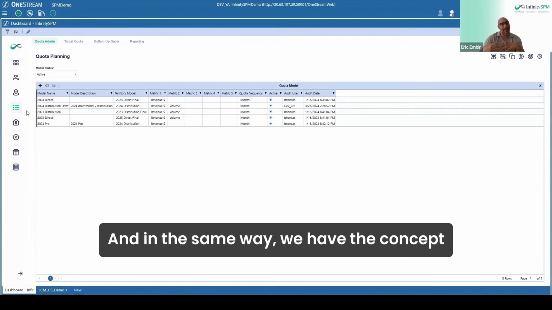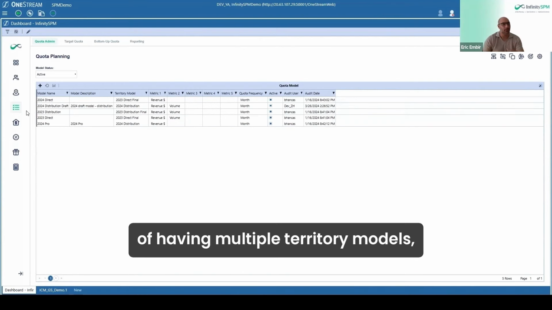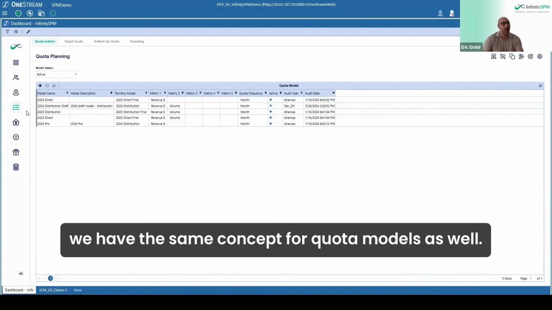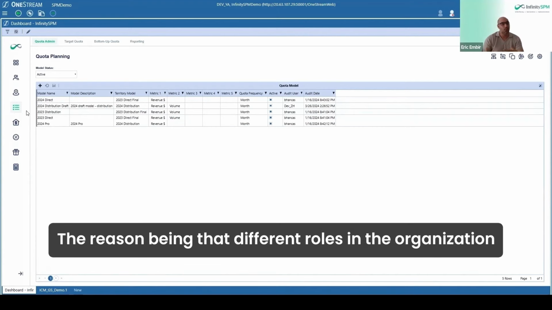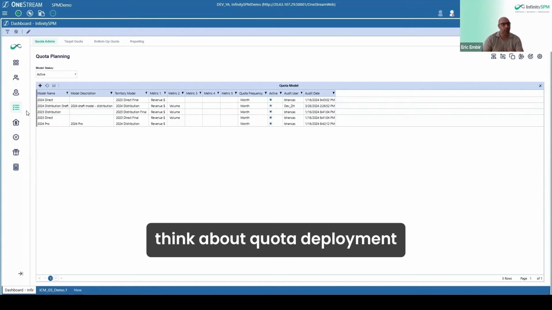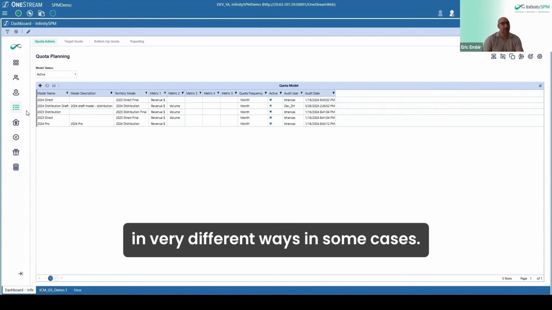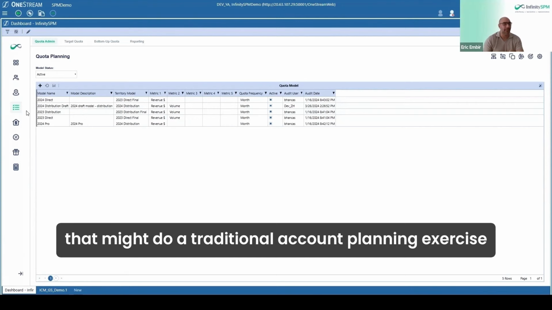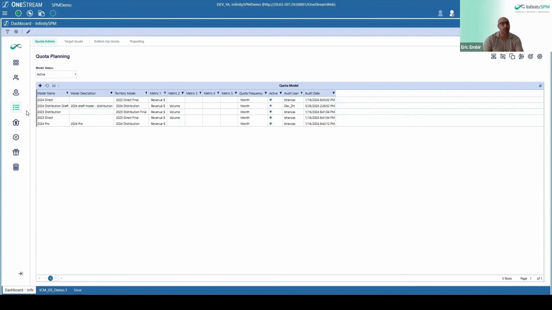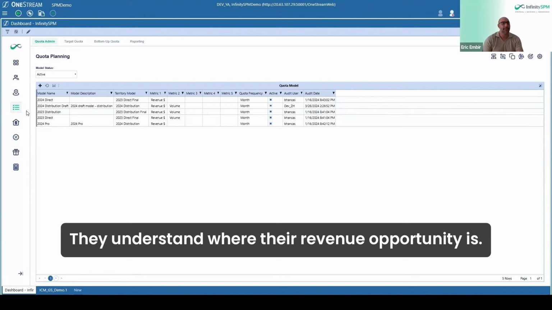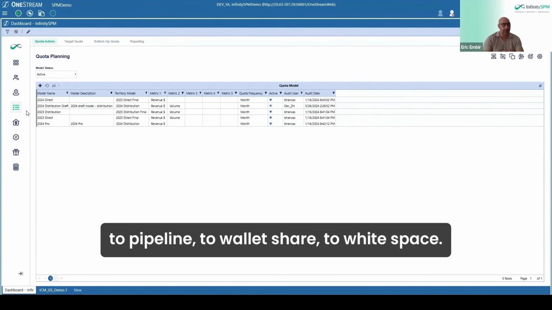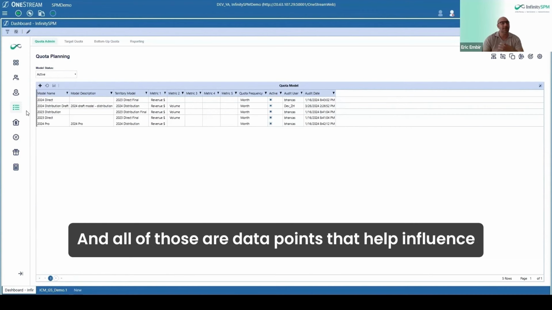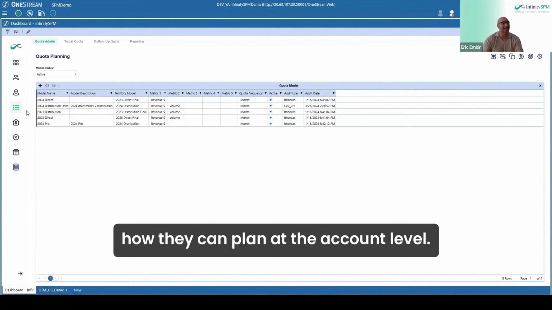And in the same way, we have the concept of having multiple territory models. We have the same concept for quota models as well. The reason being is that different roles in your organization think about quota deployment in very different ways in some cases. So you might have your strategic account executives that might do a traditional account planning exercise in terms of how they deploy quota. They have close proximity to their customers. They understand where the revenue opportunity is. They have access to the funnel, to pipeline, to wallet share, to white space, and all of those are data points that help influence how they can plan at the account level.